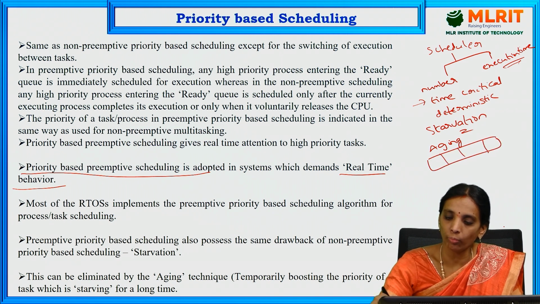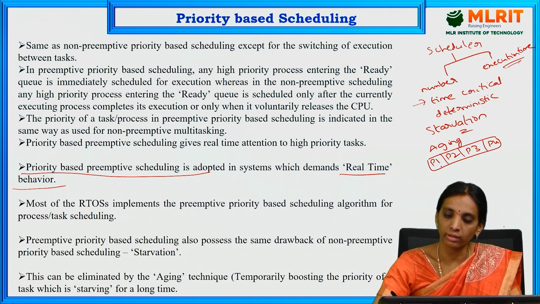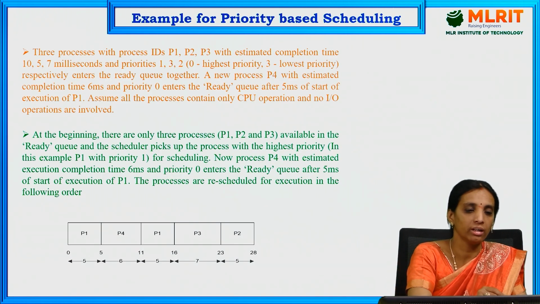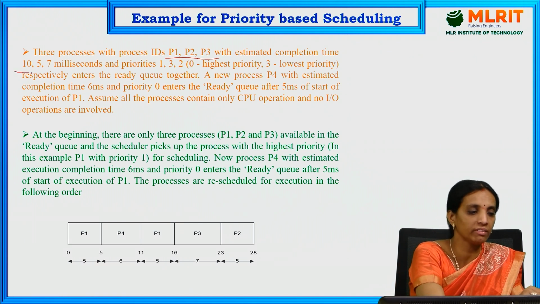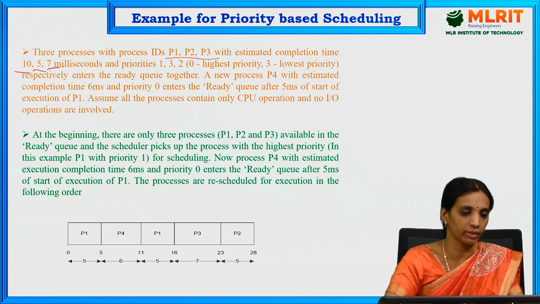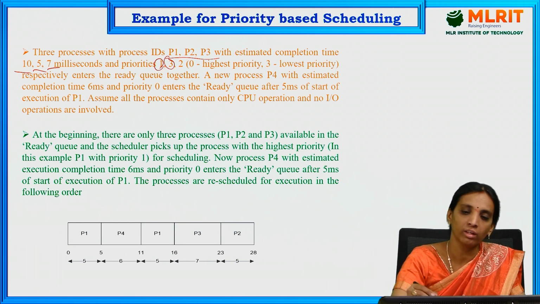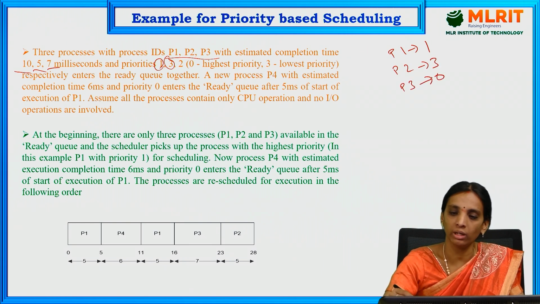So, when any new process enters with the shortest execution time or having the highest priority, the current process will be preempted and the new process will enter into execution. So, the example for this is, here there are three processes P1, P2, P3 which have 10 milliseconds, 5 milliseconds and 7 milliseconds for their execution. So, here the priorities are assigned as, for P1 priority 1, for P2 priority 3, for P3 priority 2.